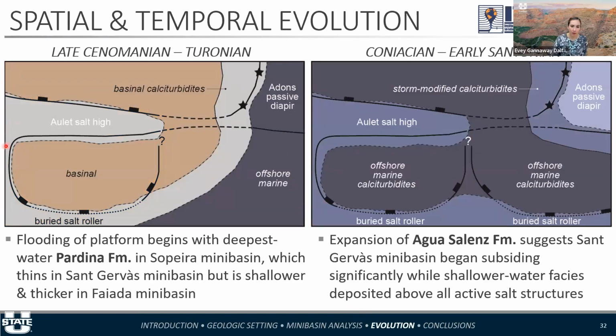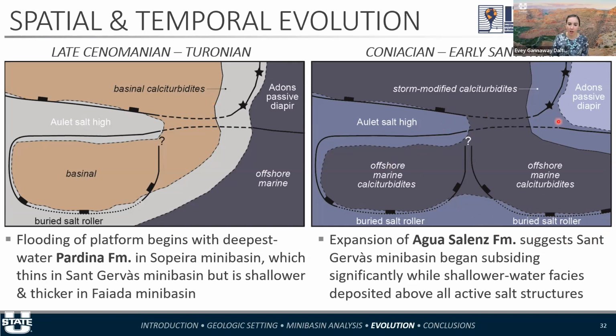Finally, we have our last 2 panels, the flooding of the platform here in the late Cenomanian, beginning with our deepest water Pardina in the Sopera mini basin. That's going to thin into the San Gervas, but remember, it's going to shallow but get thicker in the Fiata mini basin. So similar to what we just saw in the Santa Fe.